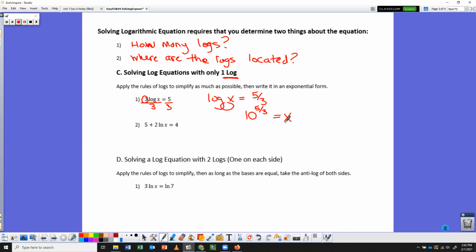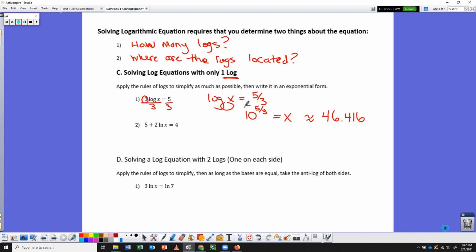So all I have to do now on my calculator is take 10 and raise it to the 5 divided by 3 power, and that's my answer, which is approximately, I'm going to go out to 3 decimal places again, 46.416.